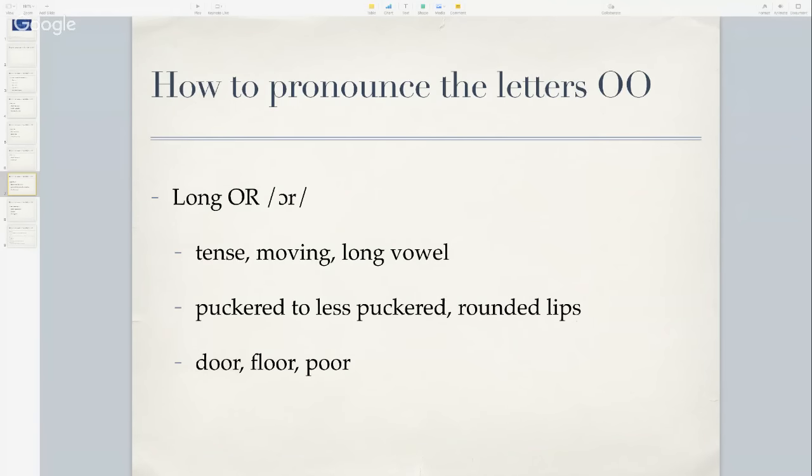Okay, so let's try these words. Door, floor, pour. Pour, floor, door. And one more time. Door, floor, pour. Okay, all of you give that a try.